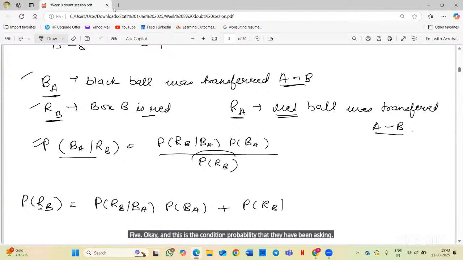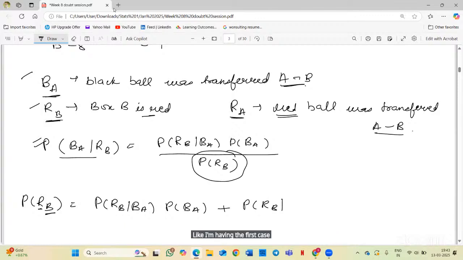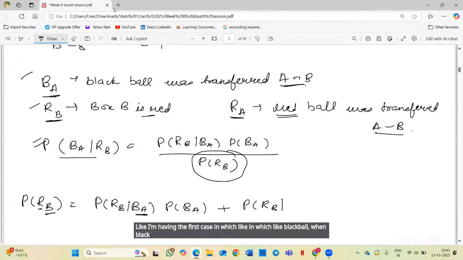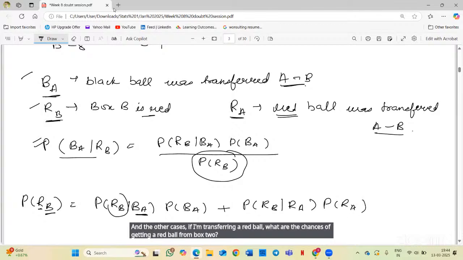Now I have to calculate the probability of RB, that is, getting a red ball from box B. So what are the cases? The first case is when a black ball is transferred, so what are the chances of getting a red ball? And the other case is if I'm transferring a red ball, what are the chances of getting a red ball from box B? Is this fine?